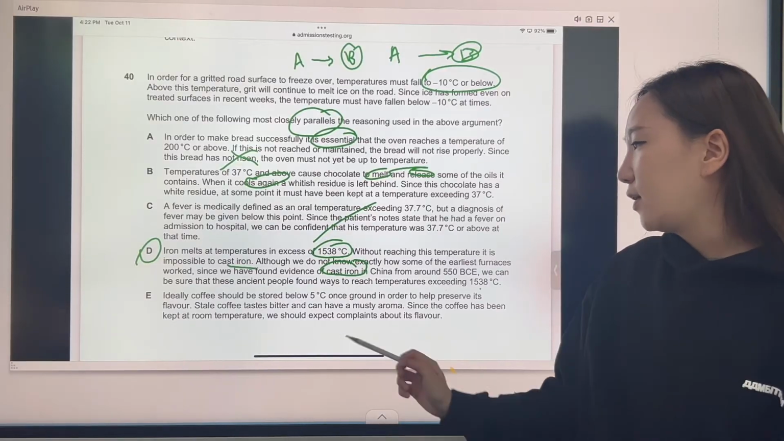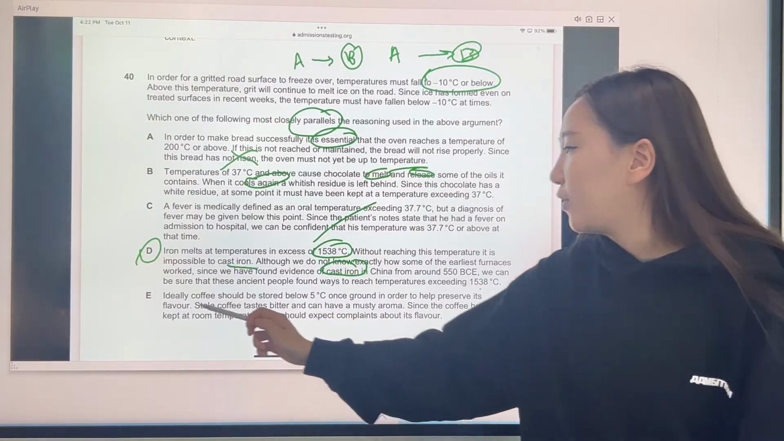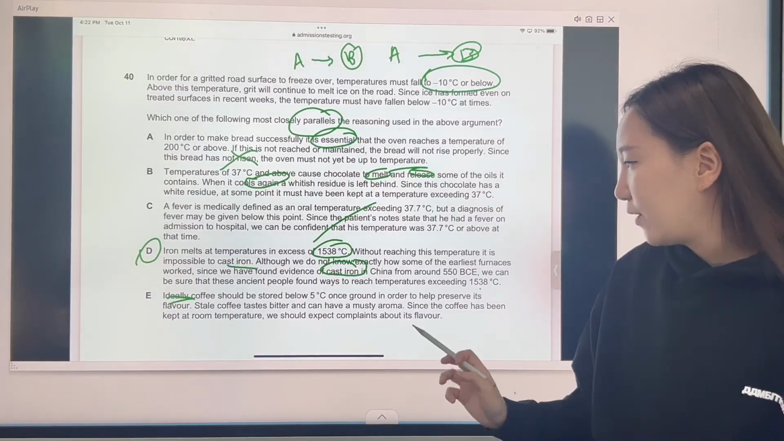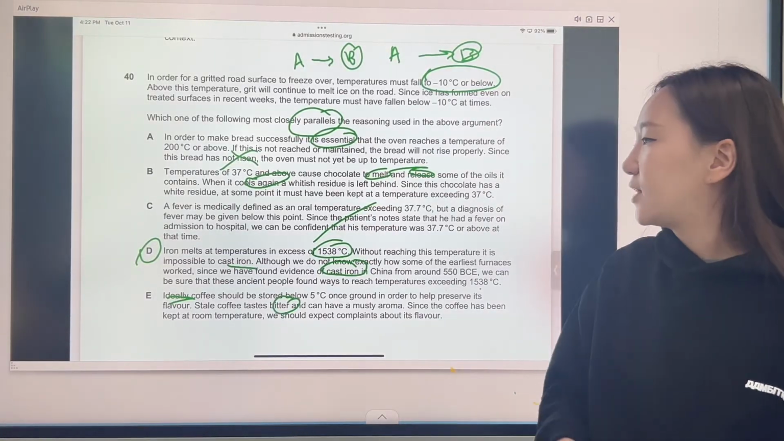And then we can look at this one too. Ideally coffee, already from this it's not going to be correct, to be honest. And then this is talking about flavour, bitter, it's not going to be correct.